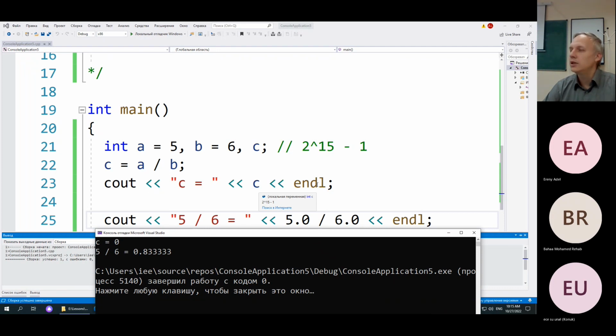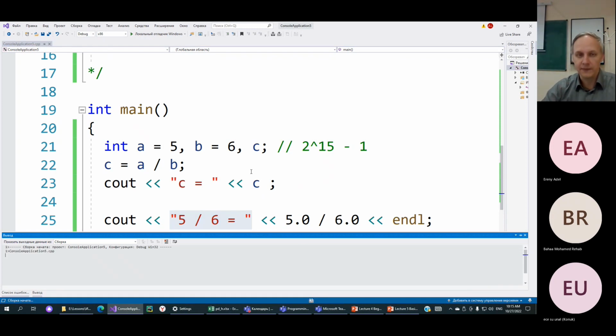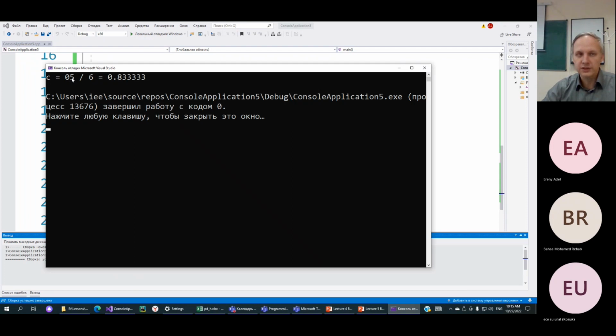No, no. Handle means end of line. Suppose that I delete this end of line. What happens? This message and this message will be output to the screen in a single line. As a single line. C equals to 0 and immediately after this we will see 5 over 6.